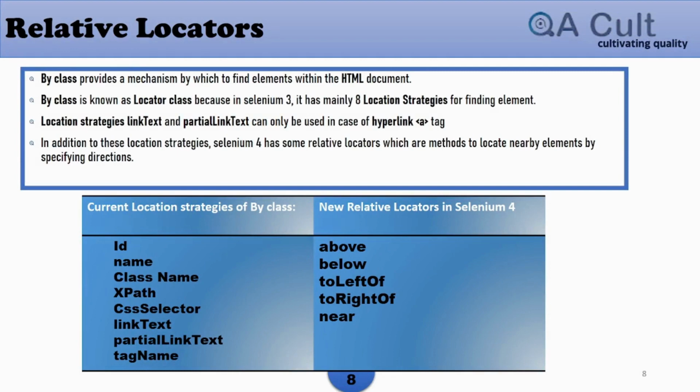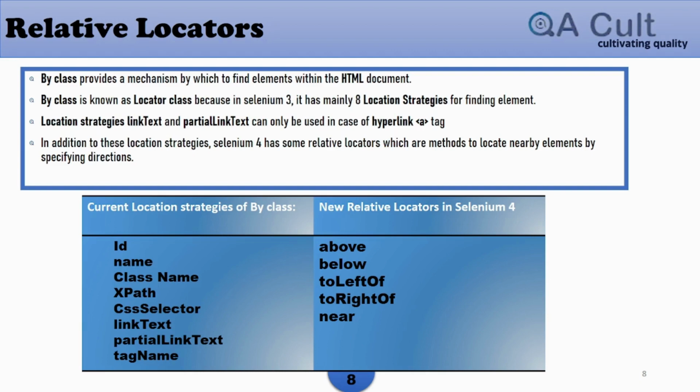So there are also some new relative locators in Selenium 4. You all know that there is a By class which has some standard location strategies, but now there are some new relative locators which are introduced in Selenium 4. Let's read it from the PPT. By class provides a mechanism to find elements which the HTML document contains. By class is also known as locator class because in Selenium 3 it has mainly 8 location strategies for finding elements. Location strategies link text and partial link text can only be used in case of hyperlink tag, that is a tag.